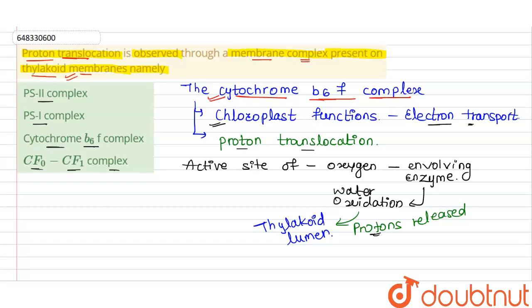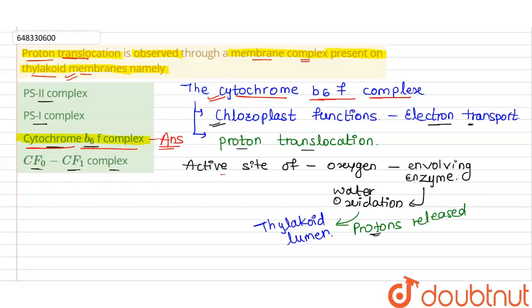So this function is in option number 3, that is the cytochrome B6F complex; in the third option it is represented. That's why our answer will be option number 3. Not the other complexes mentioned here, only the cytochrome B6F is the complex which will help in the proton translocation mentioned in the question, and which is on the thylakoid membrane.